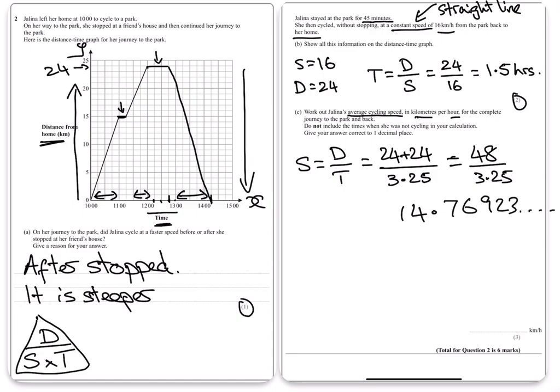14.76923, blah, blah, blah. Go back to the question. Okay, it says, give your answer correct to 1 decimal place. Well, that's my first decimal place. The next digit is a 6, meaning I must round up. So my answer is 14.8 kilometers per hour. Drop it in there on the line. Thank you very much. Show me the 6 marks.